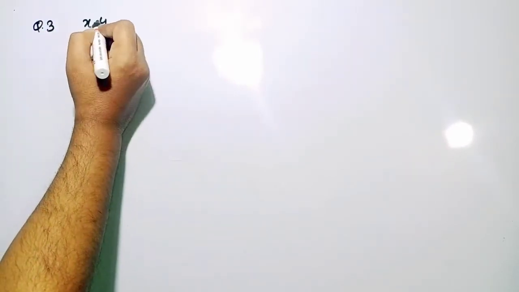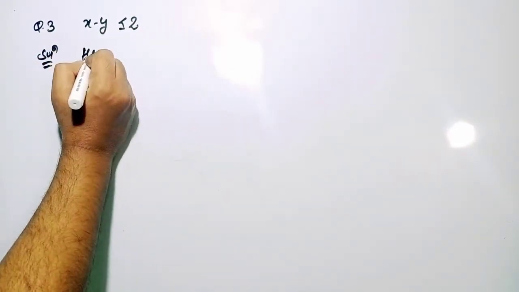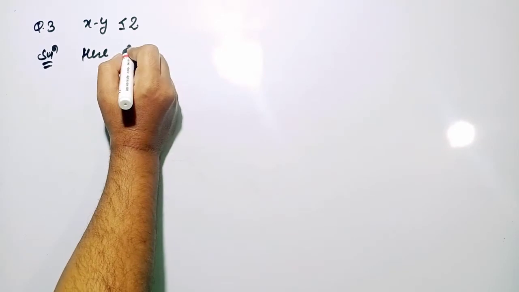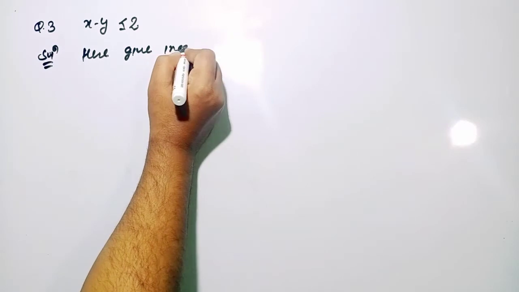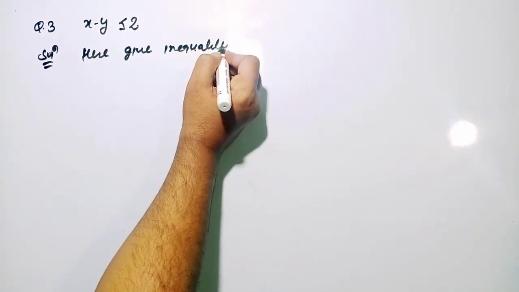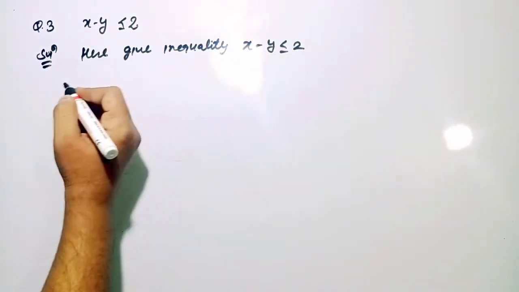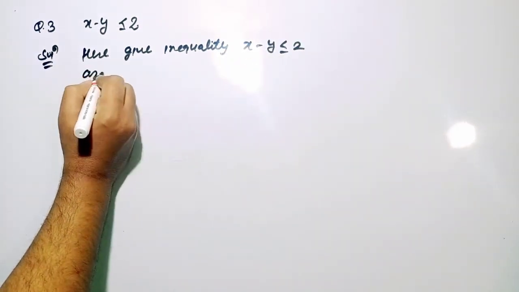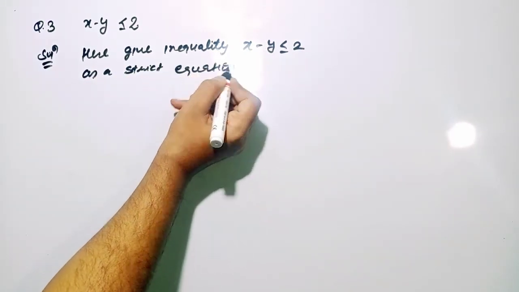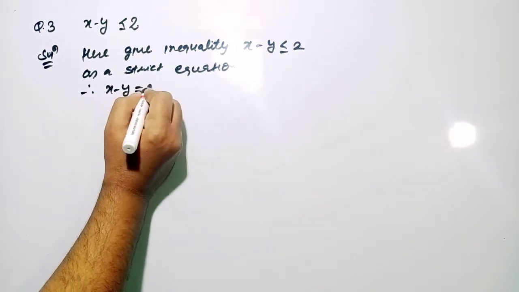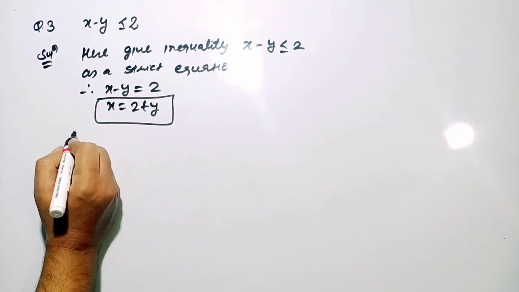The question is x minus y less than or equal to 2. Okay, here it is given that x minus y is less than or equal to 2. Consider this as an equation, and then we will change the inequality sign to equality. So x minus y is equal to 2, so x is equal to 2 plus y.